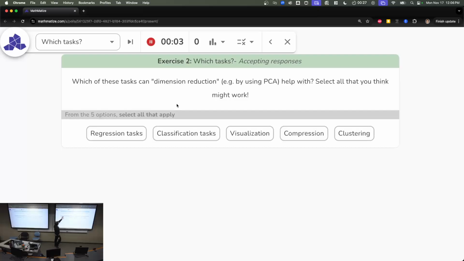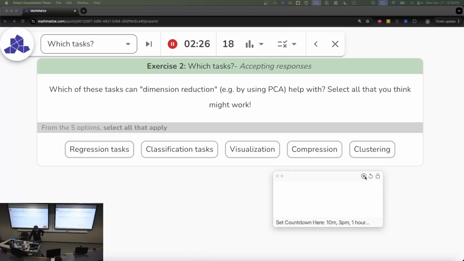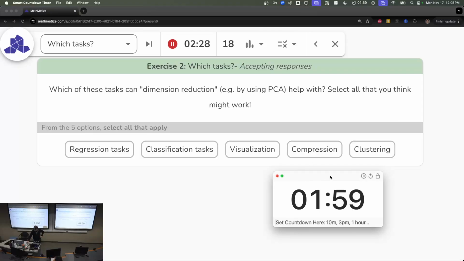Which of these tasks can dimension reduction, e.g. by using PCA, help with? Select all the ones that you think this might be helpful for. Okay. All right, let's pause this before it beeps at us again.